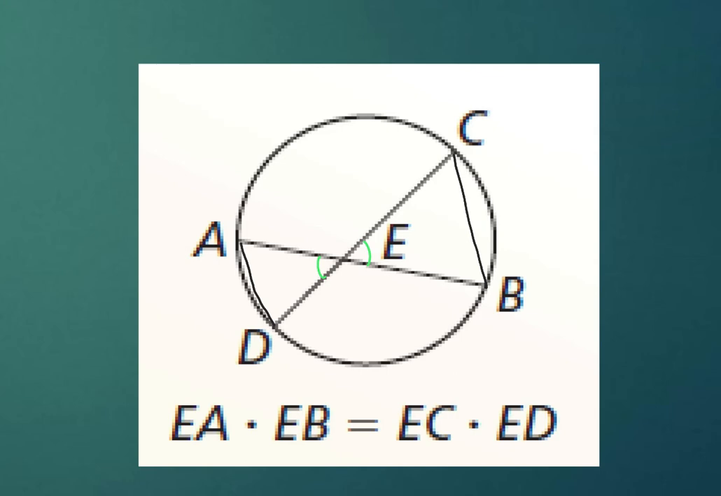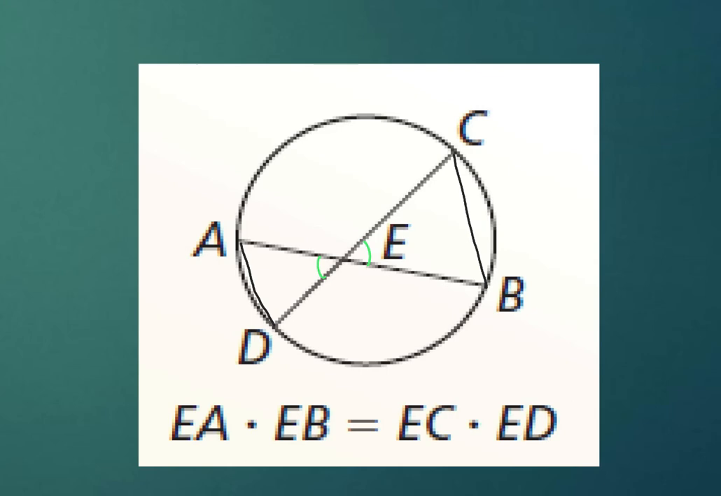What do you guys think we could use? So, what do you think is true about those two triangles that I have now? Talia? AED and BEC. Yeah, those are the two triangles. Are they congruent? Are they the same size? No. But they're similar, okay?